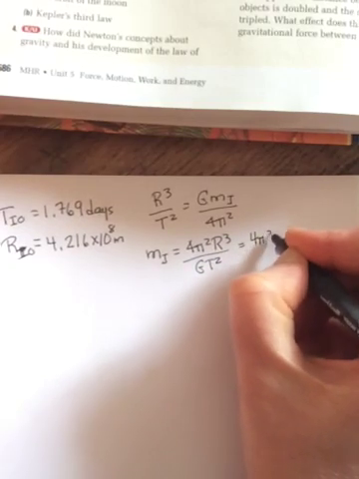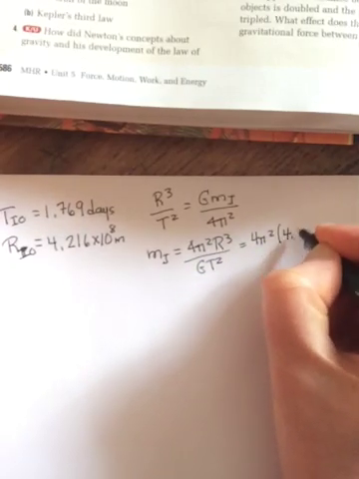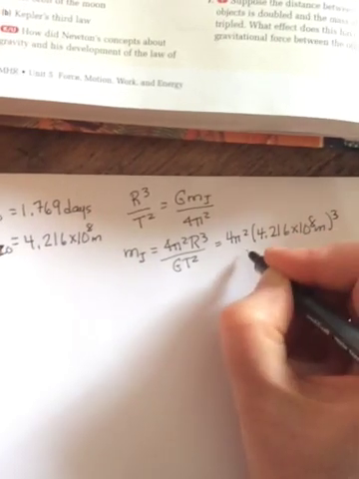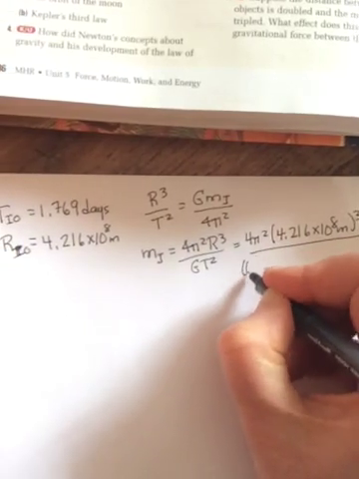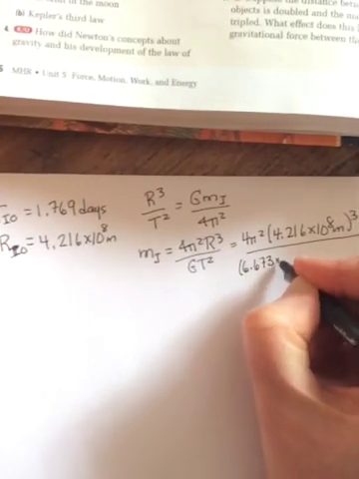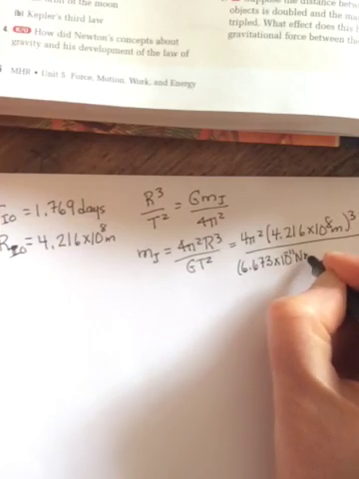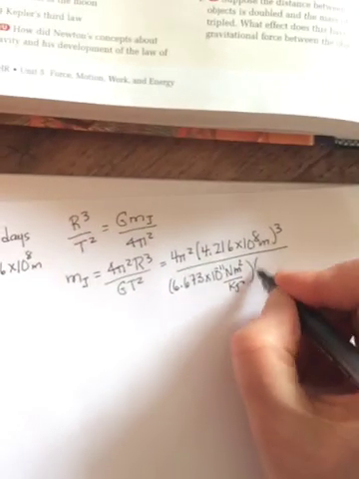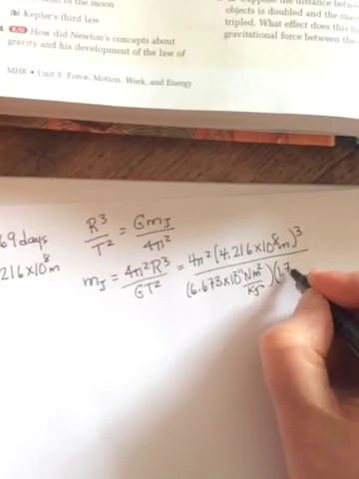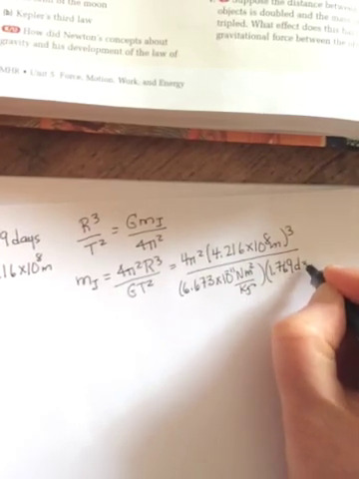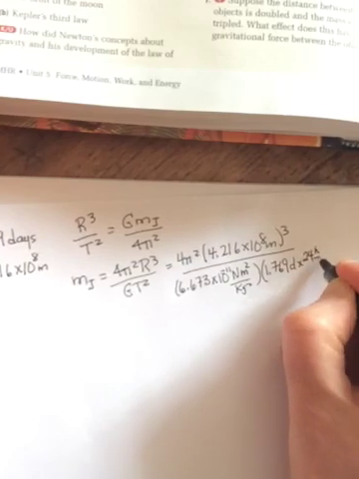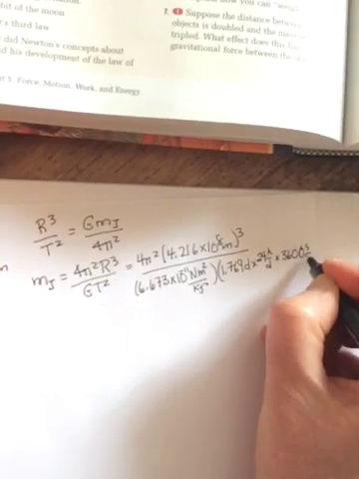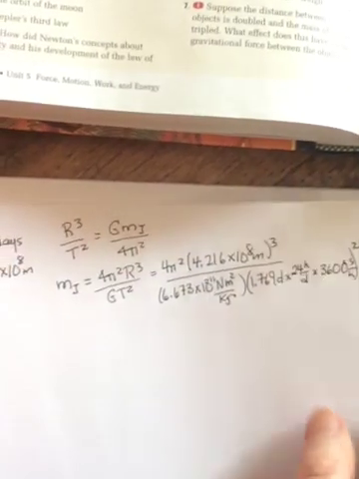Fill in your numbers. 4 pi squared, R is 4.216 times 10 to the 8th, and you have to figure out where the cube button is on your calculator. G is 6.673 times 10 to the negative 11 Newton meters squared per kilogram squared. And the period is 1.769 days, which you would need to multiply by 24 hours per day and by 3,600 seconds per hour. And then you would need to square it. Okay?